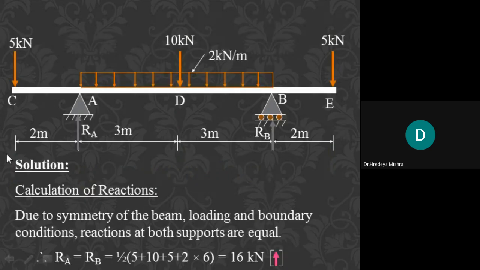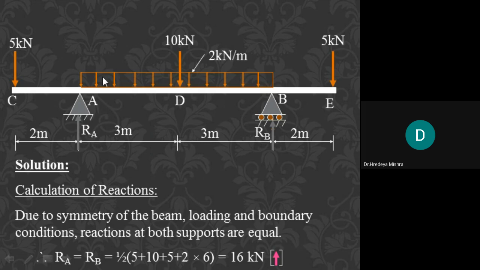See, this is the problem. AB is the support. C, D, and E are 3 points where point loads are applied. And between A and B, a UDL is applied. The intensity of the UDL is 2 kilonewton per meter, which means in 1 meter the load quantity is 2 kilonewton. So if the length is increased, then the load is increased.